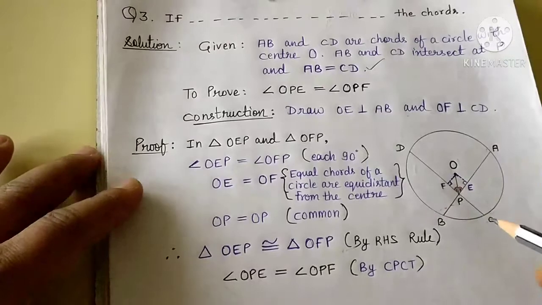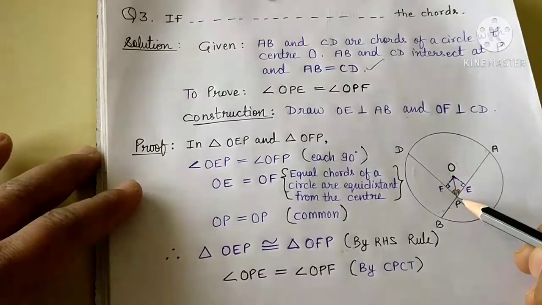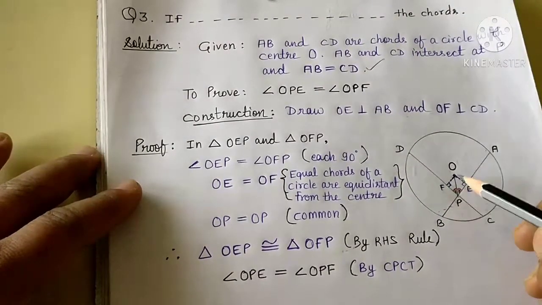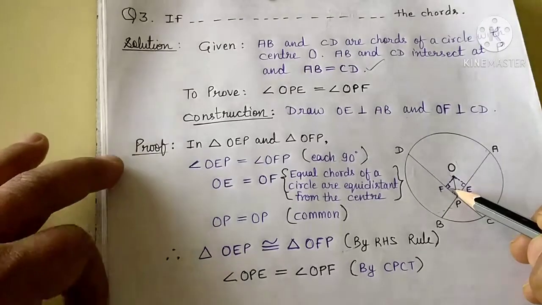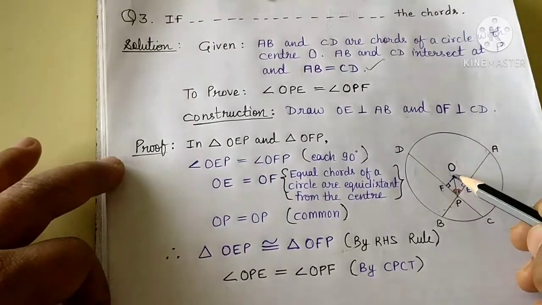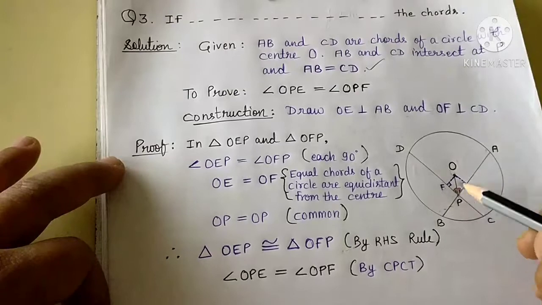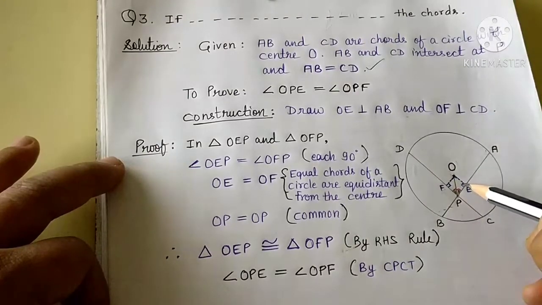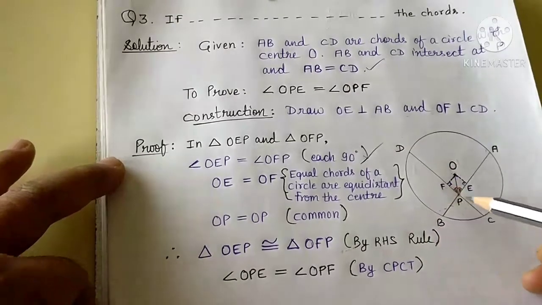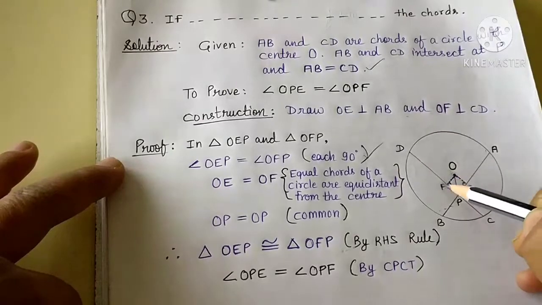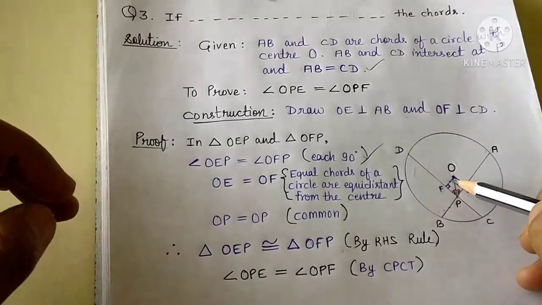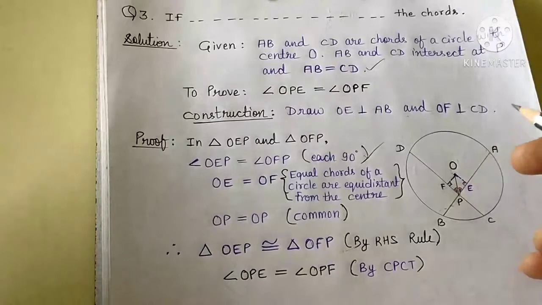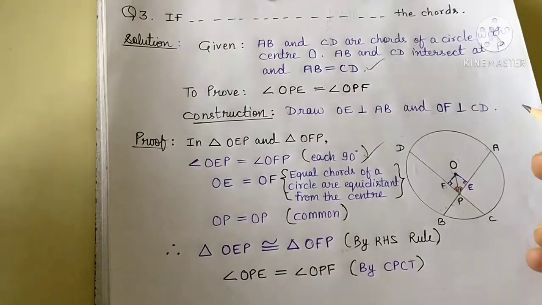So proof: in triangle OEP and in triangle OFP, in these two triangles we will try to prove them congruent. So angle OEP equals OFP. Why? Because each is 90 degrees. Then we are saying OE equals OF. Why? Because we have learned in a theorem that equal chords of a circle are equidistant from the center.